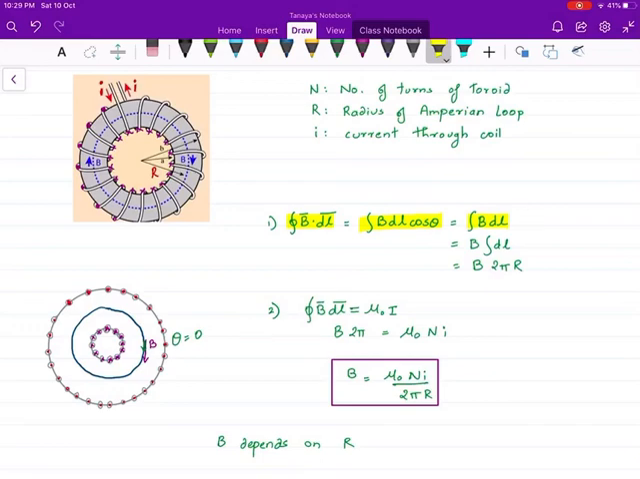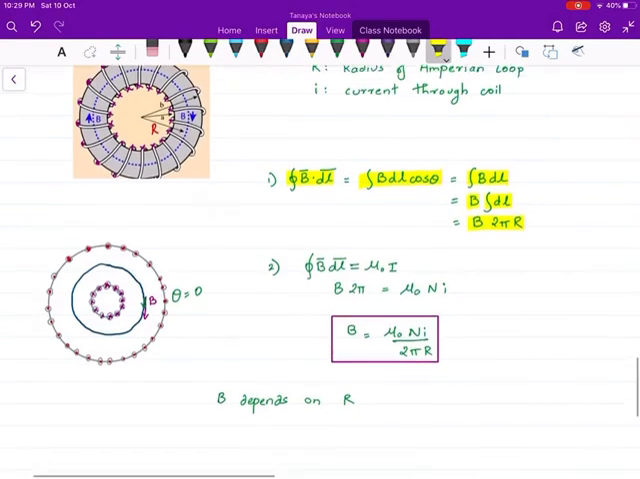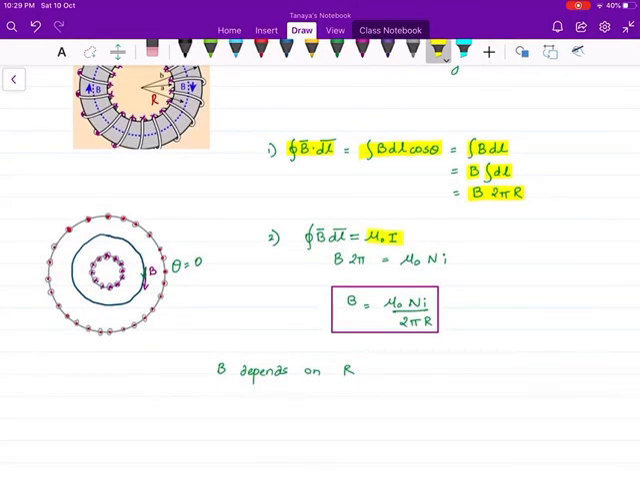B comes out because B is constant everywhere. This Amperian loop is a circle, right? So B comes out, and the integral of dl is 2 pi R, because it is a circle with radius capital R. So I get the integral of B bar dot dl bar as B times 2 pi R. Now equate it to mu naught I. That is our Ampere's circuital law, is it not?